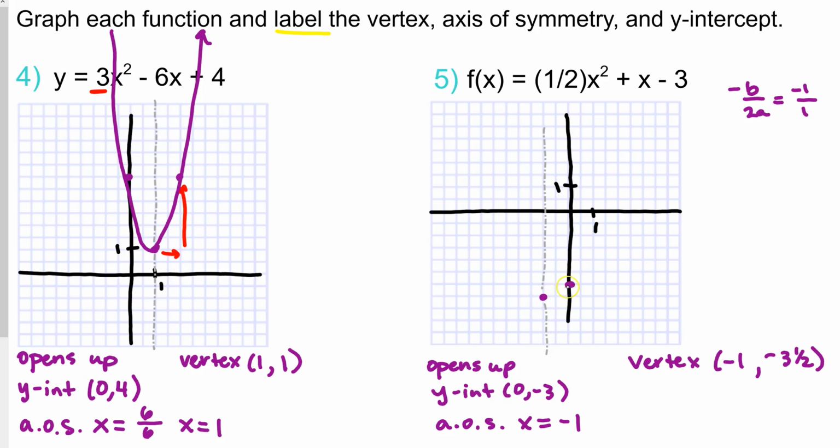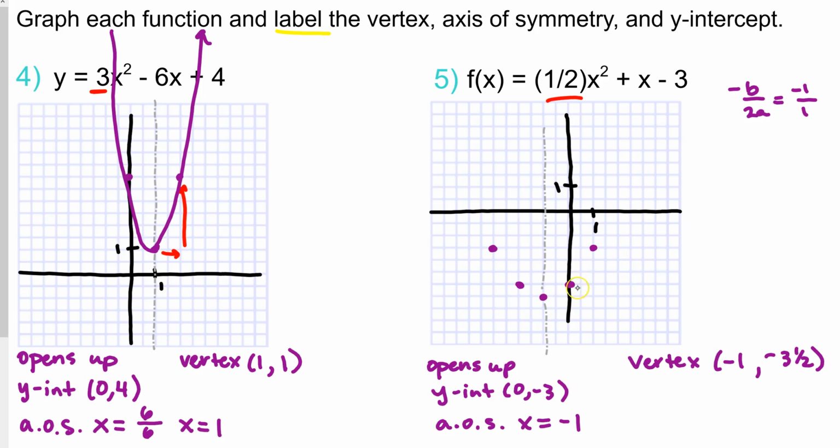We can reflect that other point across. And then if we think about our over 1 up 1 thing, it's not over 1 up 1, it's over 1 up 1/2 because of the 1/2 there. And it's not over 2 up 4, but it's over 2 up 2. So that would take us to here and reflect that across.